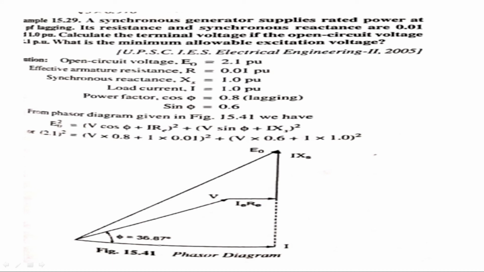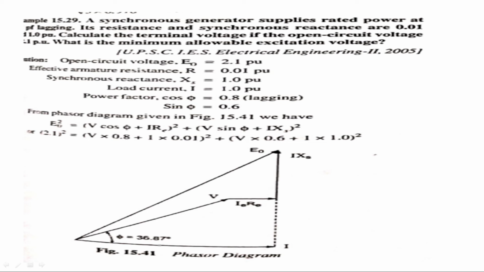Next numerical: a synchronous generator supplies rated power at 0.8 power factor lagging. Its resistance and synchronous reactance are 0.01 and 0.1 per unit. Calculate the terminal voltage. If the open circuit voltage is 2.1 per unit, what is the minimum allowable excitation voltage?